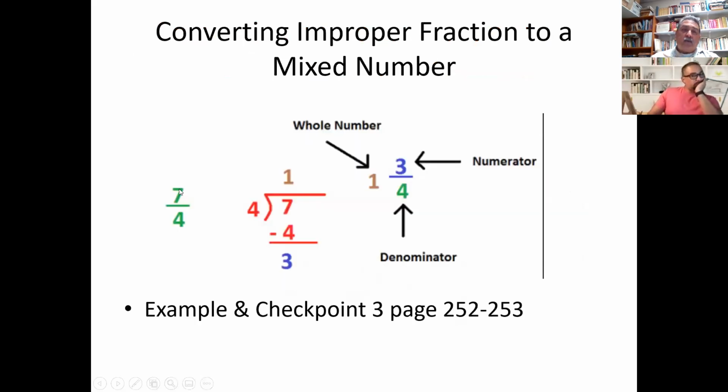Here, 7 over 4. That's an improper fraction. The numerator is greater than 4. 7 divided by 4, 4 goes into 7 one time. 1 times 4 is 4. 7 minus 4 is 3. 3 is the remainder. So the quotient becomes your integer. The remainder becomes your numerator. And the denominator remains the same. So 7 over 4 is the same as 1 and 3 over 4. And I think the example in the textbook shows the same thing that we did here.